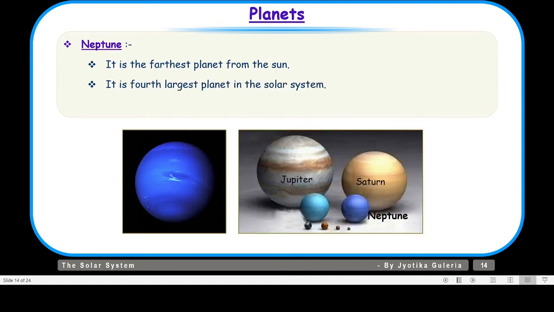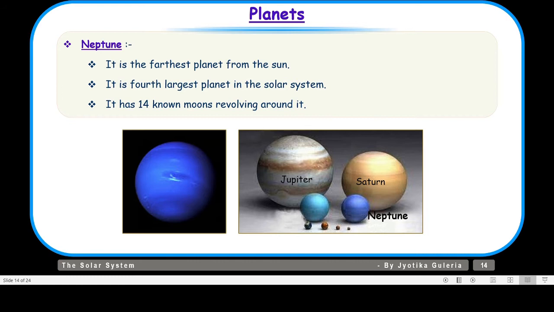It is the fourth largest planet in the solar system. So first we have Jupiter, second largest is Saturn, third largest is Uranus, and fourth largest is Neptune. And it has 14 known moons revolving around it. So children, that was about the 8 planets of the solar system.